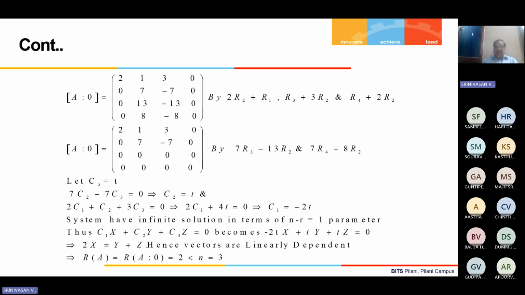Okay, the system is consistent, but the rank is less than n because the number of unknowns is 3. So in this case, the solutions will be many, because you can check that by giving various values for t, you will get various solutions.